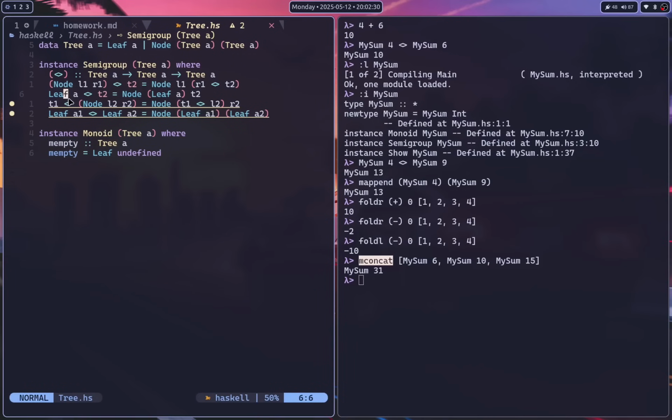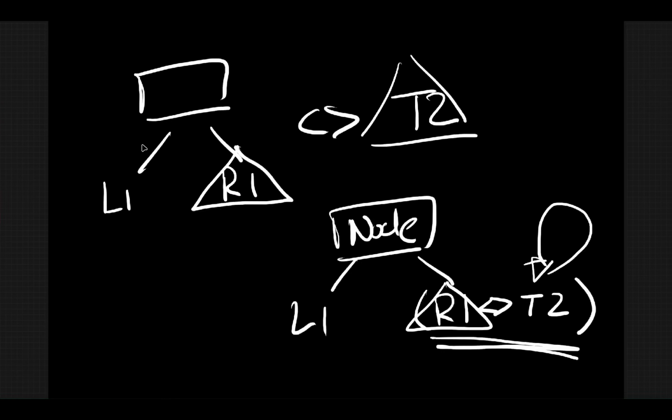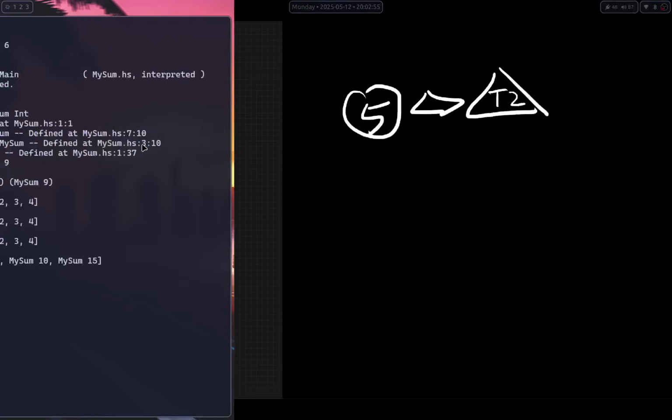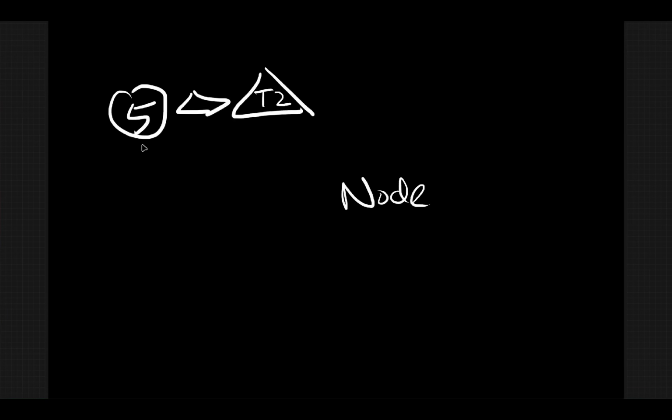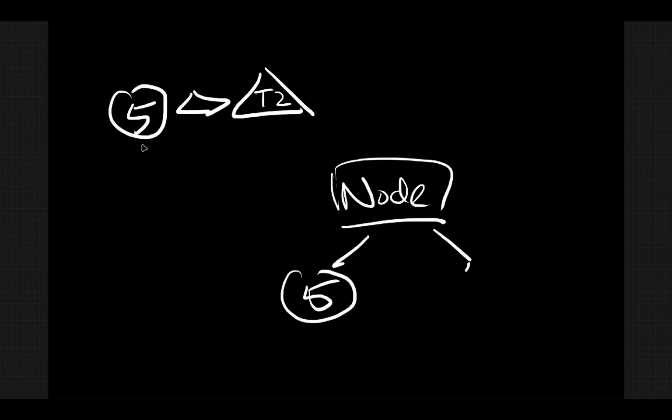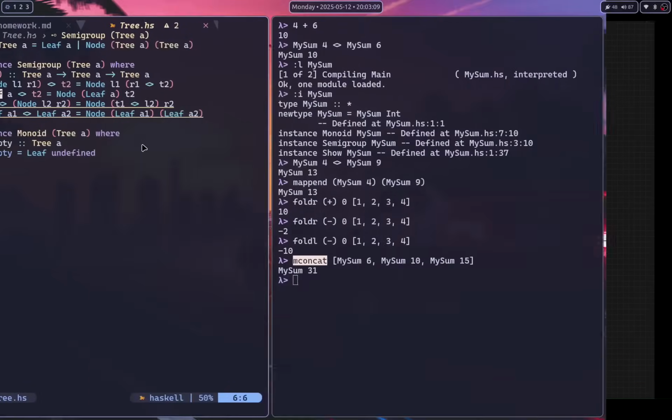Now the second pattern here is if we have a leaf on the other side. What would that imply? That implies that we are trying to concatenate a leaf, let's say with the number 5 in it, with some T2. So we are simply going to make a node that has 5 on the left and T2 on the right.